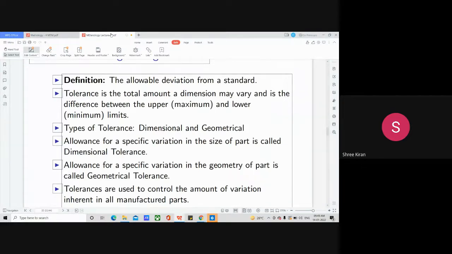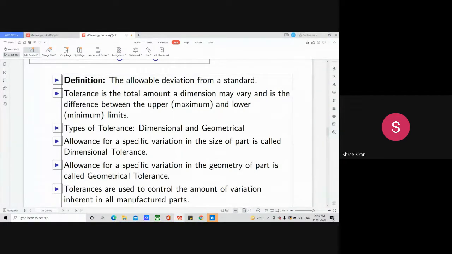Now, in the case of tolerance, it is the total amount of dimensions which may vary. It may vary, it is not compulsory. It should not necessarily vary, but in most cases there could be human error or some other error, so it may vary. And it is the difference between the upper maximum and the lower minimum limits.